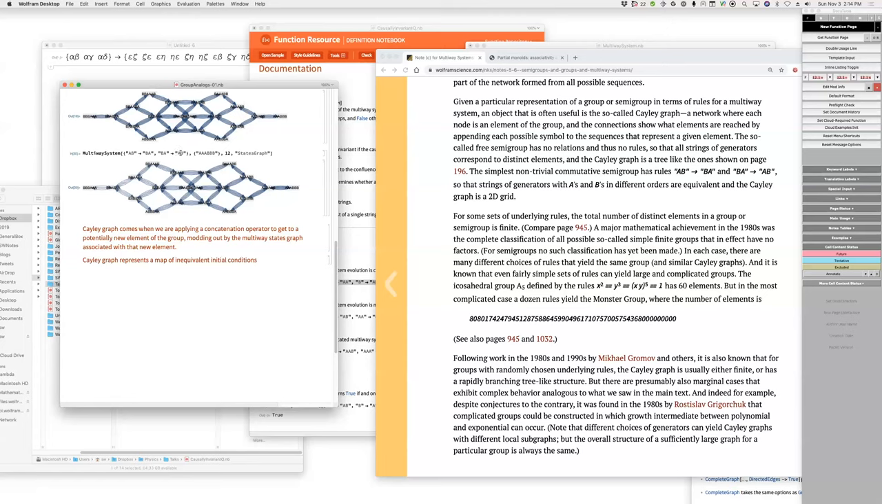Right? Because if there are N A's and M B's, then this is saying that all of the orderings are equivalent. Right? So the only thing that matters is the count of the number of A's and the number of B's, which is why the Cayley graph is a grid, a two-dimensional grid, right? Right. Right. Okay.